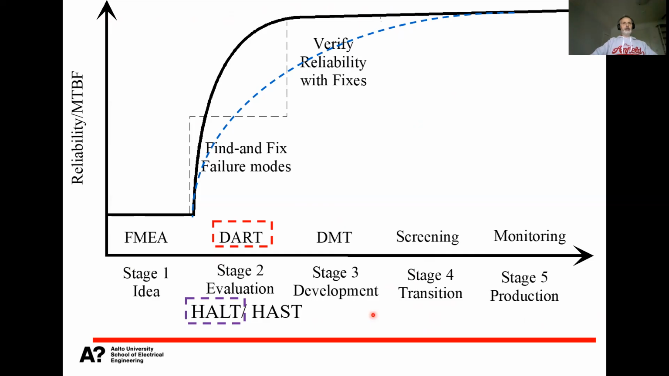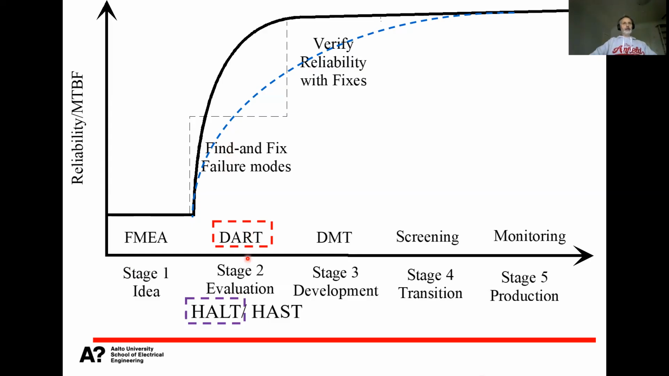So here the critical stages, which we are mainly talking about through these next 5 or 6 lectures, are DART, design assessment reliability testing, and DMT, design maturity testing. And today we concentrate on this DART part, which, if we sum it up, is find and fix the failures. I'm coming back to that in a second. What does this really mean?